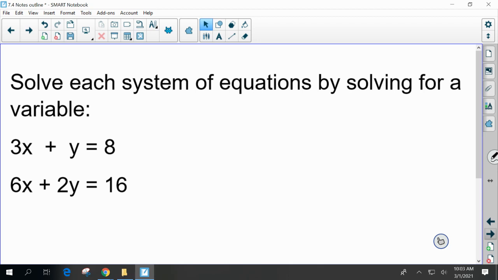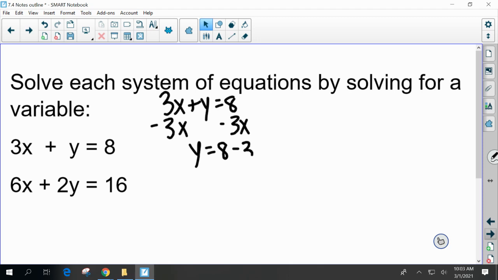Again, on this one, we don't have any of our variables isolated. However, there's only one variable that doesn't have a coefficient, which is y, in the top equation. So I would choose to isolate that, because that way I don't have to do any dividing. So 3x plus y equals 8. How would I get y by itself? Subtract 3x. So y equals 8 minus 3x. So we solve the equation for y.